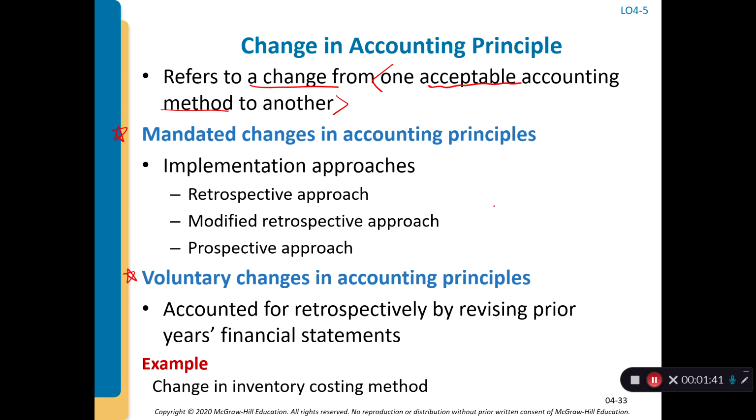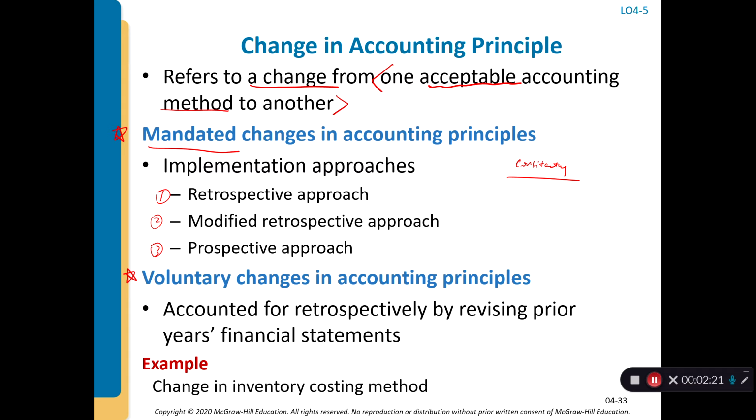And so, because information lacks consistency, remember, it's an important qualitative characteristic in the conceptual framework. The board considers factors such as this, as well as the cost and complexity of adopting the mandatory changes of accounting principles, and then chooses various approaches that allow companies to adopt. First of all, there's the retrospective approach, and then there's the modified retrospective approach, and the third one is the prospective approach.